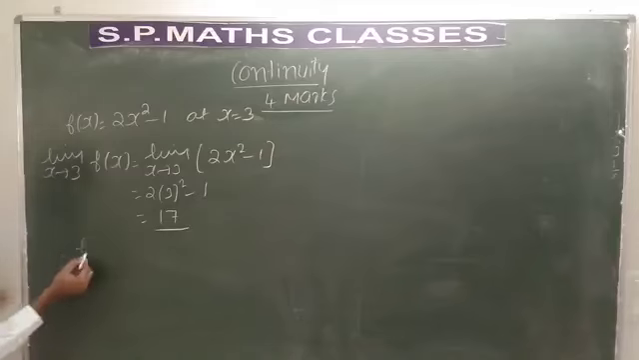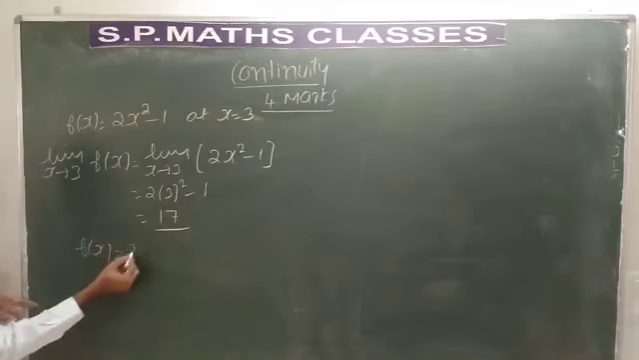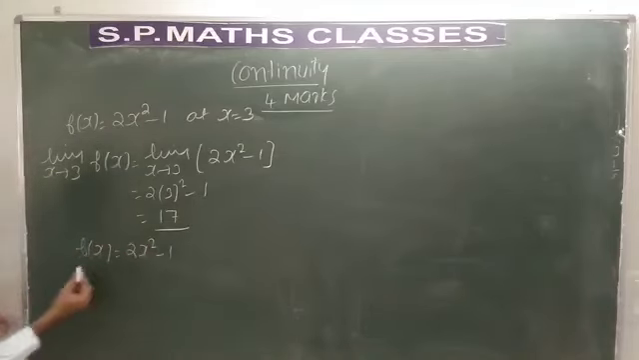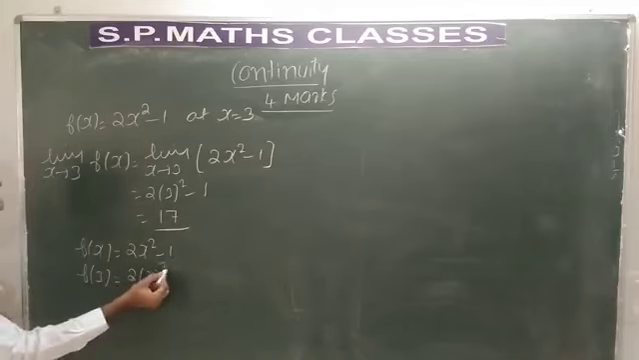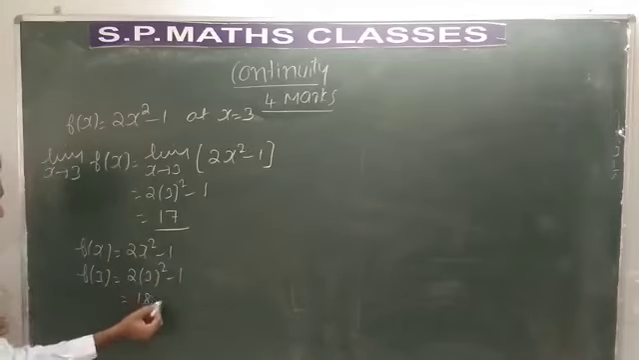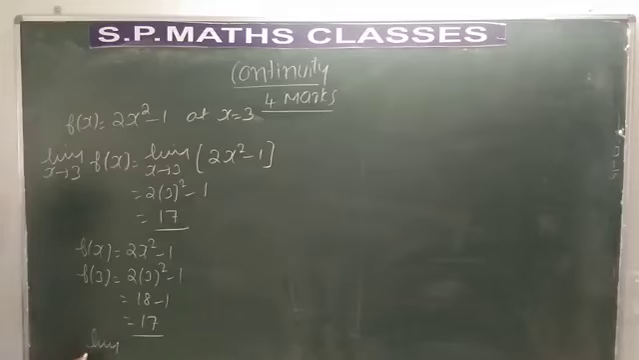Let us take f of x is 2x squared minus 1. Substitute x is equal to 3. 2 into 3 squared minus 1, 18 minus 1 is equal to 17. So what can you conclude now? The limit as x tends to 3 of f of x is equal to f of 3. So the conclusion is f is said to be continuous.